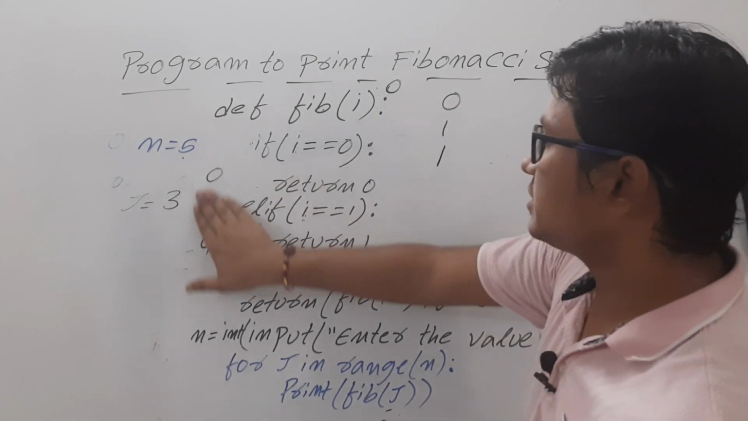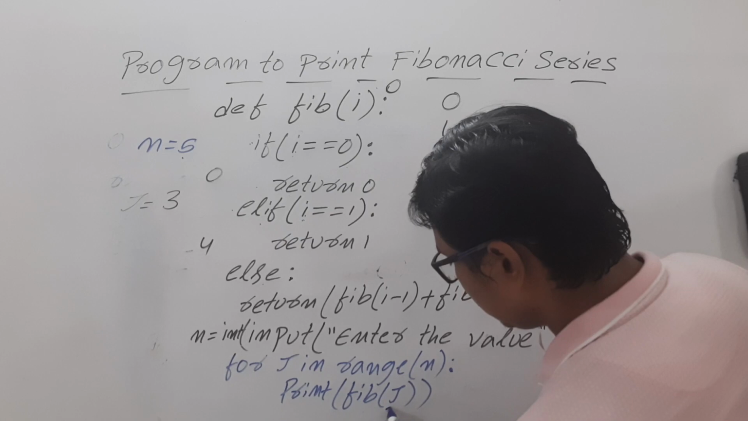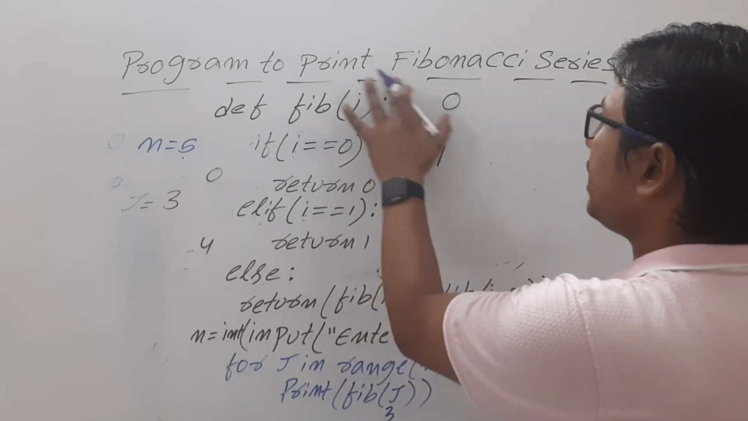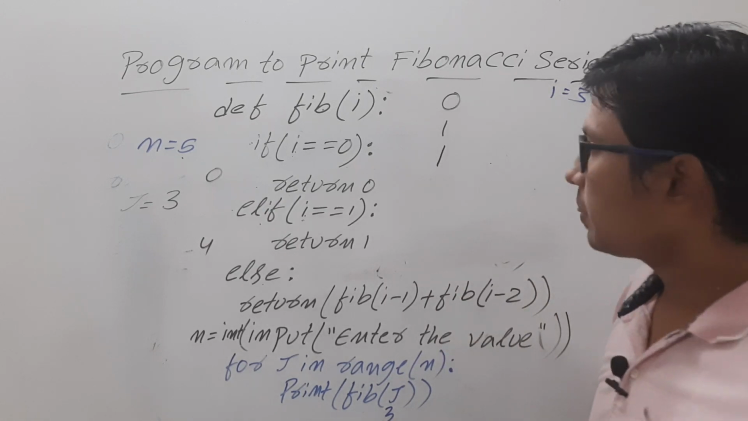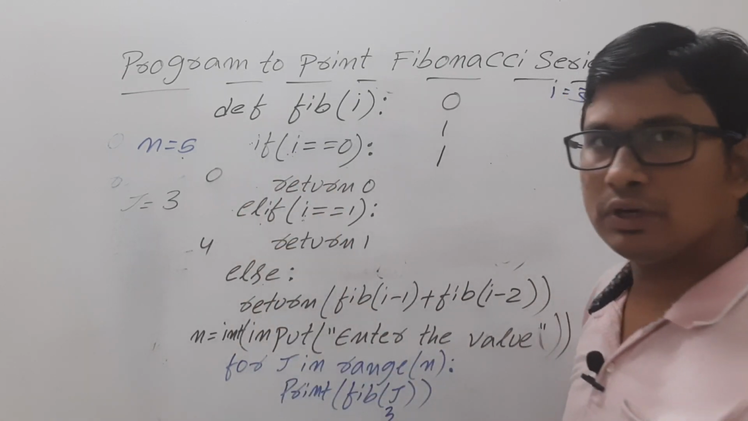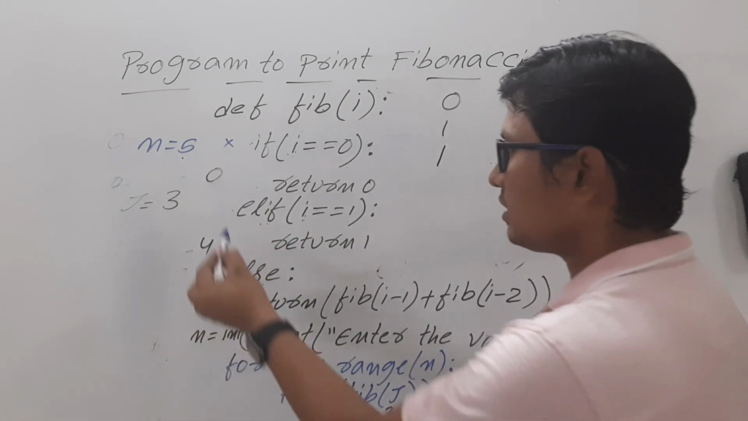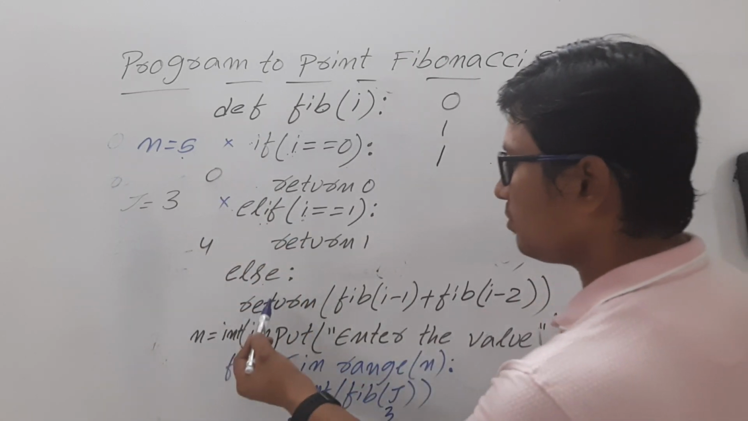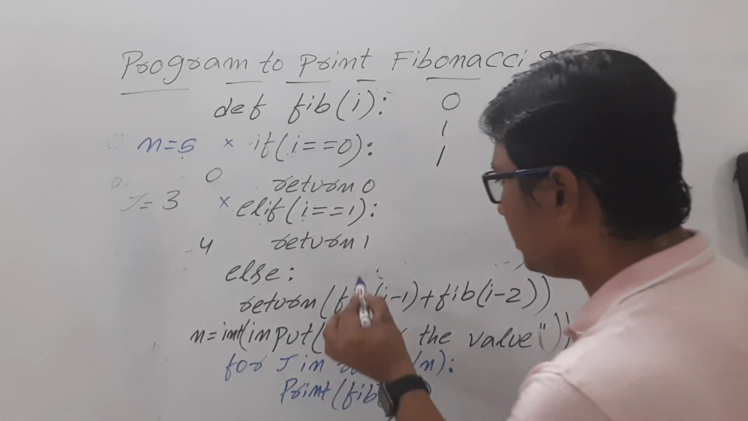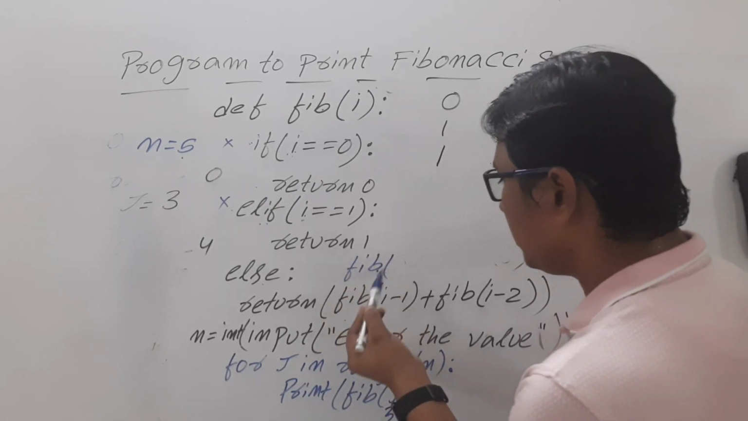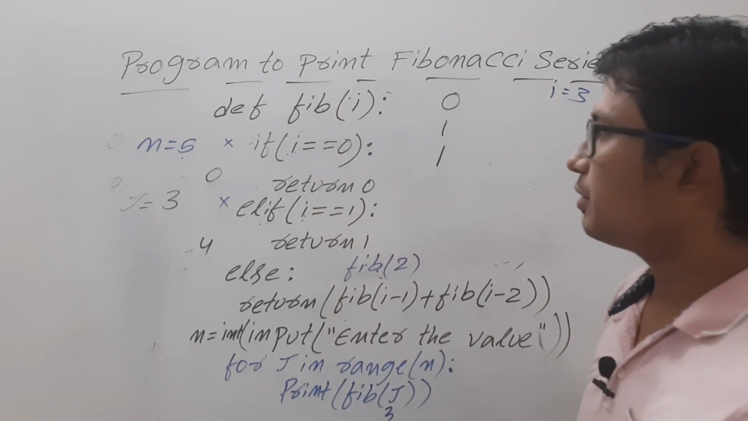Now j value is equal to 3. Now it will pass the value 3. Now I value will be 3 right here. Okay. Now 3 is equal to 0, this condition is false. 3 is equal to 1, this condition is also false. Then it will come to the else block. Fib of I minus 1, which is fib of 3 minus 1, is 2. So control will go here. Are you able to understand?